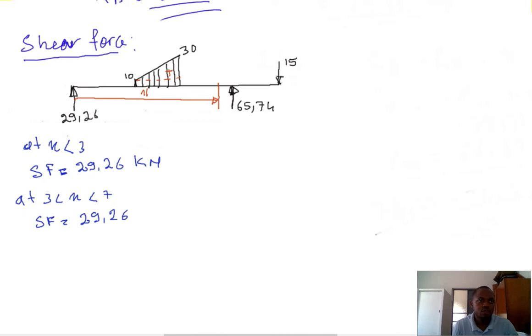So now the same principle we're going to apply here. So from here the shear force equals 29, but from the point here, which is here's point A, point B, point C, D, E. So between this is between B and C, so basically the interval between B and C.